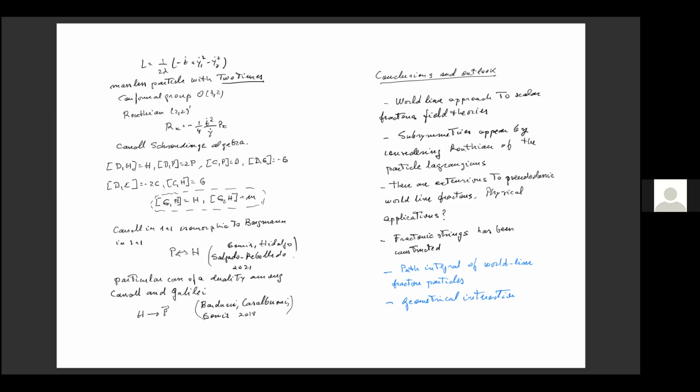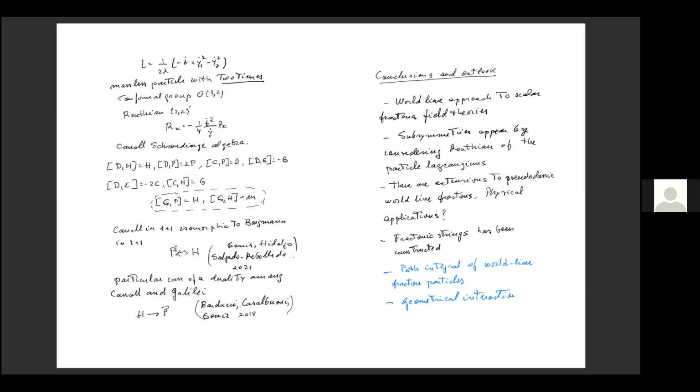Therefore, it's not so strange that there is a relation between fractons and Carroll symmetry. Here we have seen this at the level of the subsystem symmetry. And why is it so?